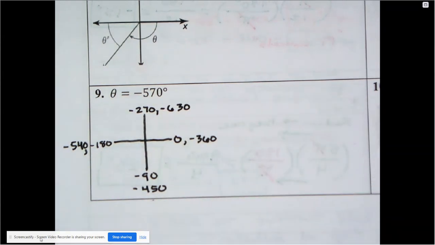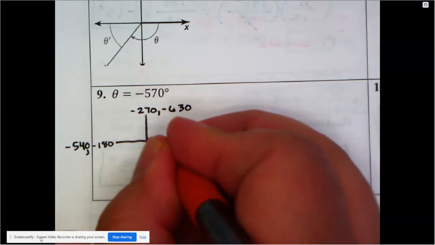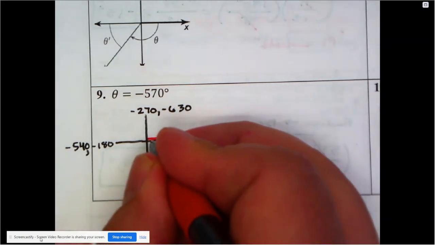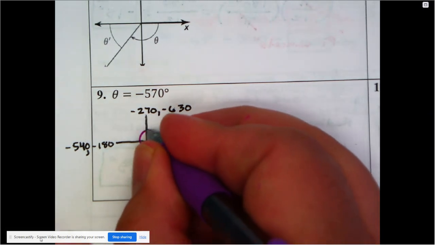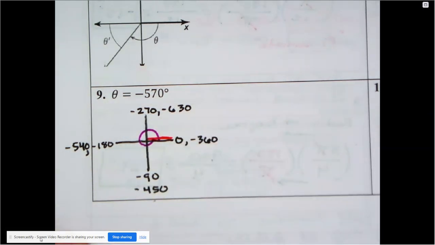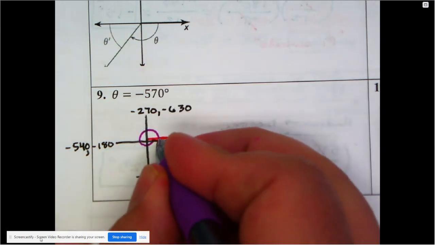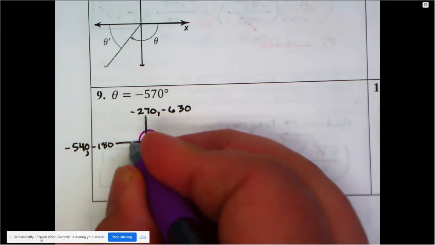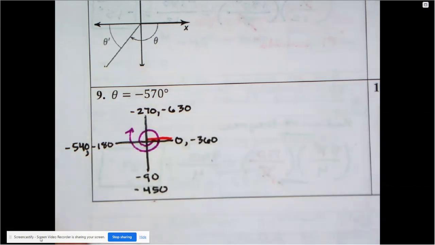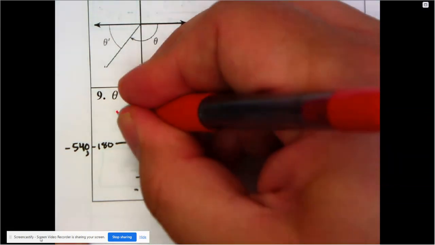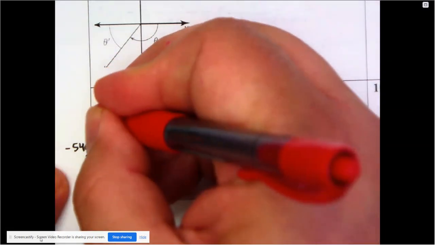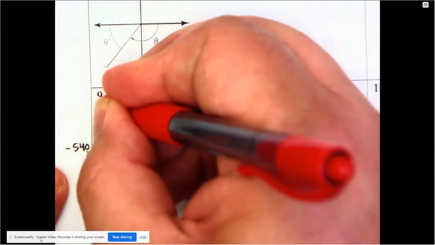So I know that my angle is going to be starting here. I'm going to roll down this way. Look at that full circle. That's already 360. But I'm trying to get to 570. So I spiral it. And then I go right here. That's where I'm going to end it. So there's my angle. That's the negative 570 mark.